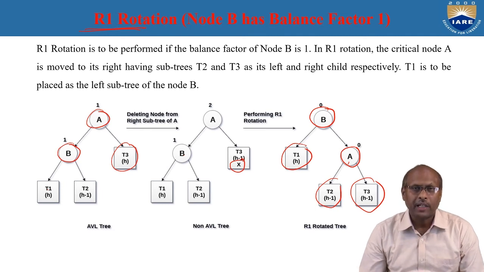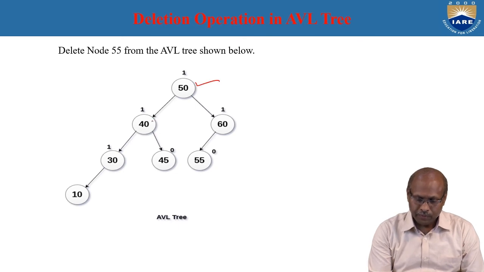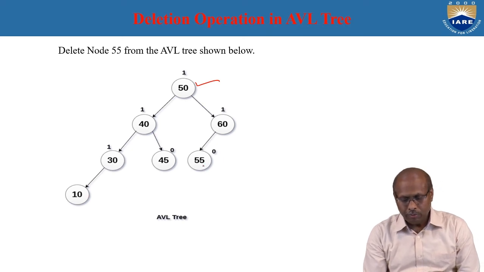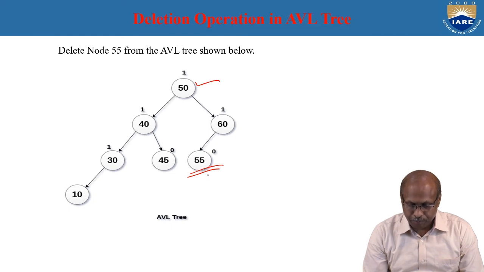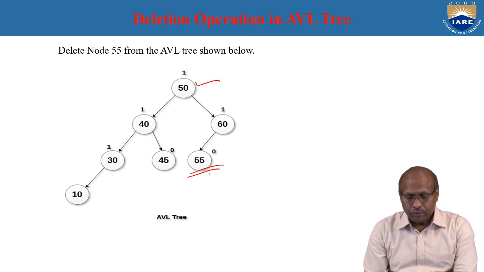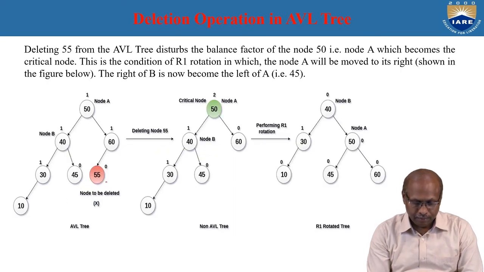Let us see through a small example. Assume there is a tree with root node 50, and nodes 40 and 60, 30, 45, 55, 10. Assume you want to delete 55. If you want to delete 55, how will you do it? Let us see.